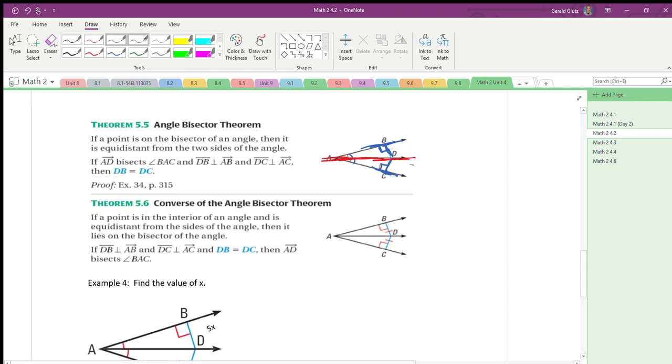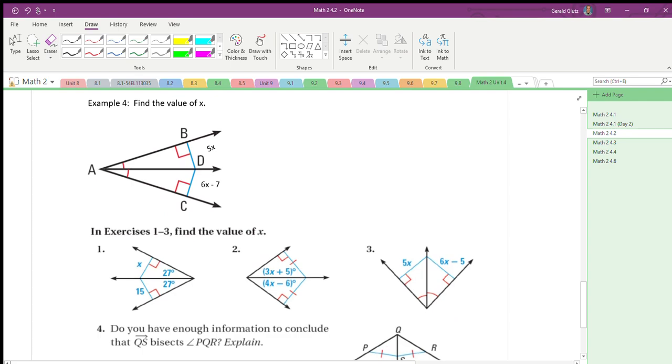So the converse is saying what I just said. If I know that these two sides are congruent, and we got 90-degree angles, this has to be a bisector, which would also make these two congruent. So we're going to use that information in these next few examples.